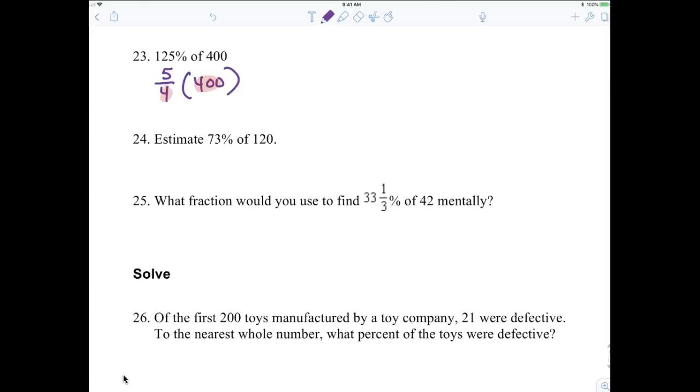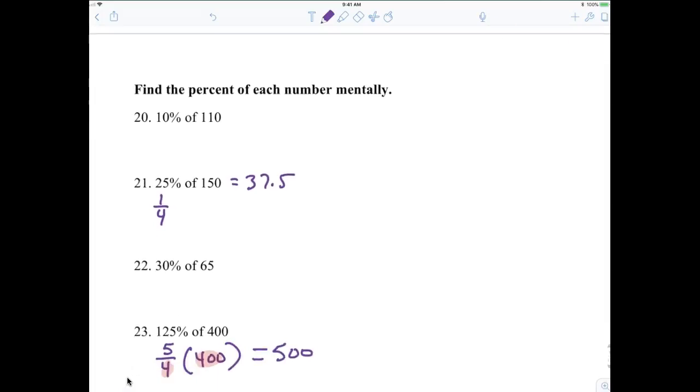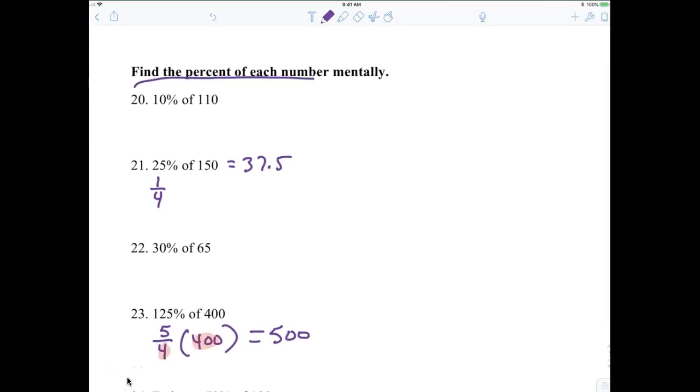Go ahead, I'm listening. No, I know, but you guys are not understanding the question. That's what the problem is. It says, find the percent of each number mentally. So that's what we're working on right now. I'm trying to show you how you can do it without a calculator. How would you do the 20? Remember, 30% is just 10% times 3. So 6.5 times 3, 19.5.